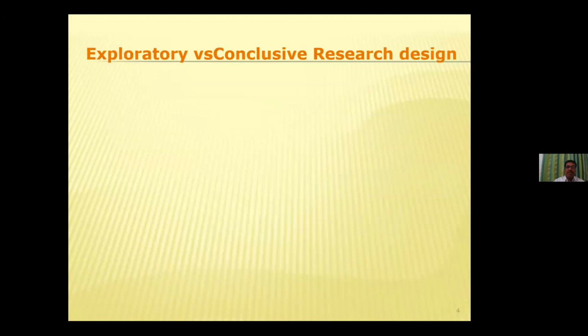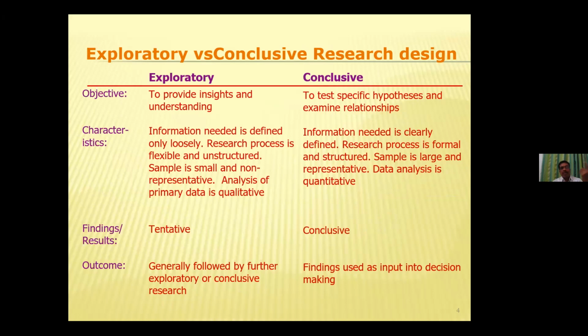Now, next one, let's take exploratory. What are the major differences between exploratory design and conclusive design? Let's take the objectives of exploratory design. The main objective of exploratory research design is to provide insights and understanding. Whereas, let's take conclusive research. Under conclusive research, descriptive as well as causal research will come. The main objectives of conclusive research are to test specific hypotheses and examine relationships. We can examine the relationship between independent and dependent variables. It comes under conclusive research.